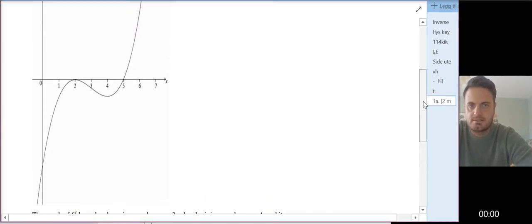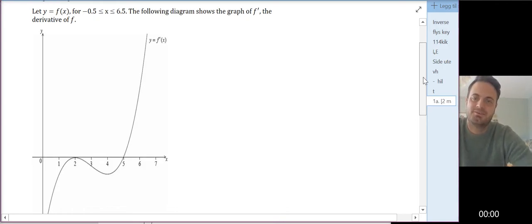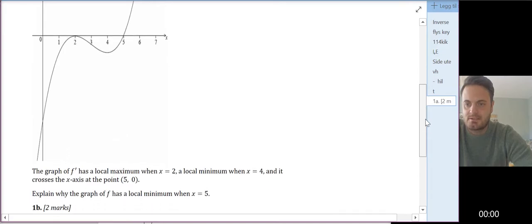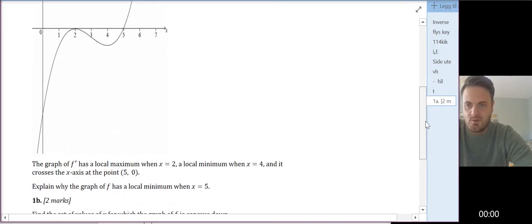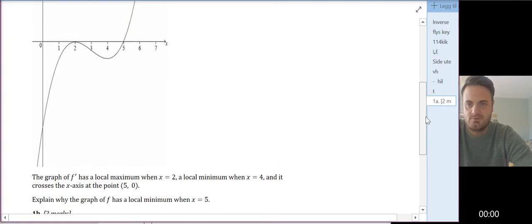It's exercise 1. We have a function here. The graph of, we have a function, and the diagram shows the graph of the derivative of the function. And exercise A: explain why the graph of f has a local minimum when x is equal to 5. We see that x is equal to 5.